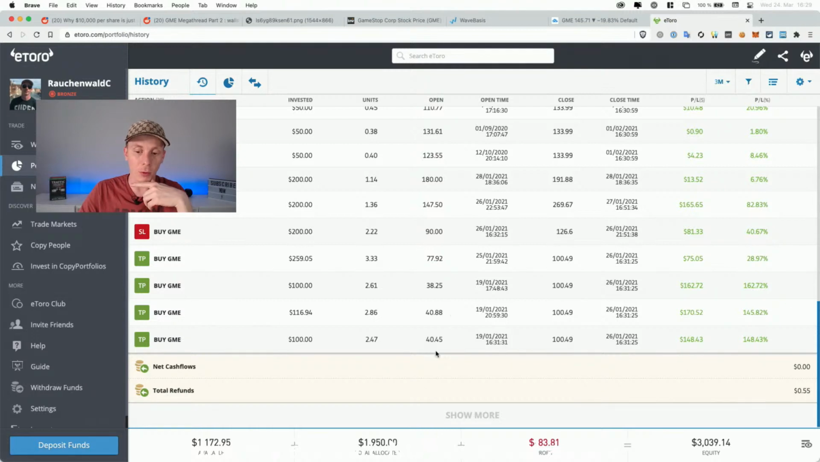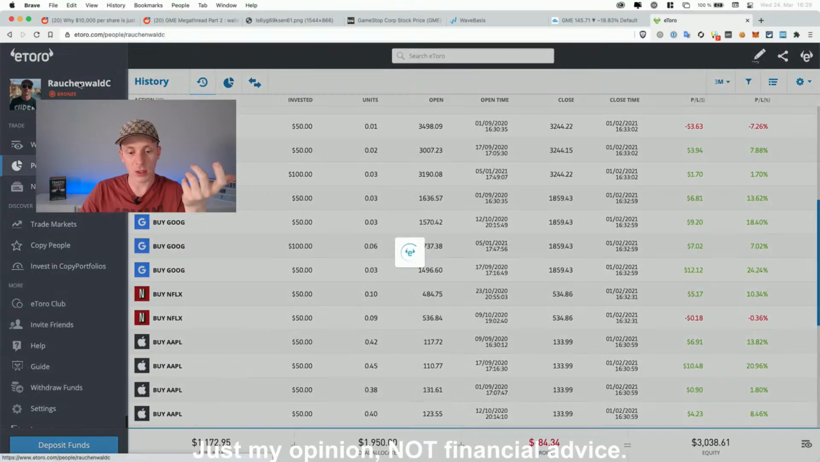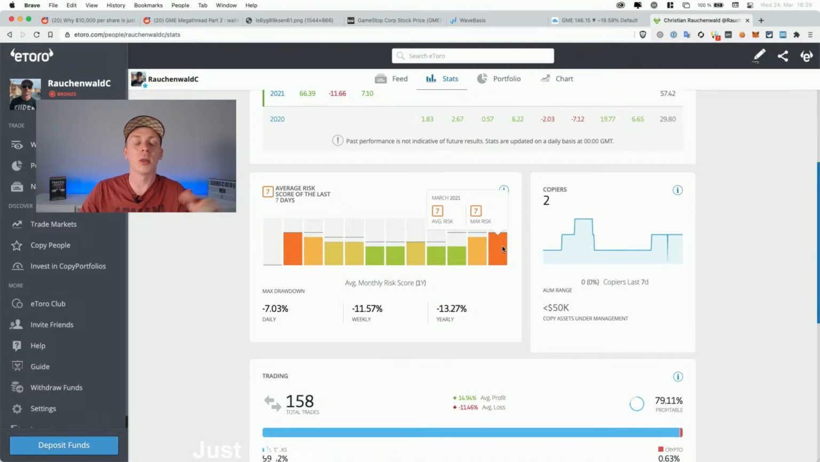So I bought around 38 to 40, bought a little bit more here, blah, blah, blah. And at some point set my trailing stop losses, but they paid off hugely, and they basically resulted in 66% performance in January. It's mostly GameStop, but I was forced to also close them because my risk score went up, and so people couldn't copy me anymore, and so on.